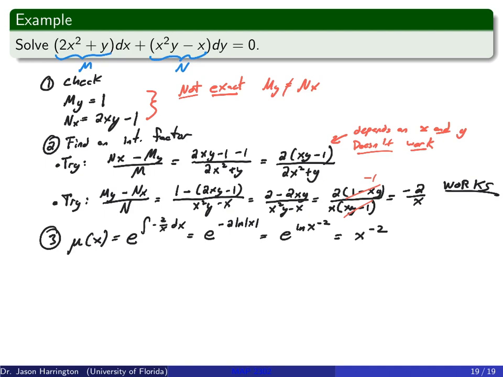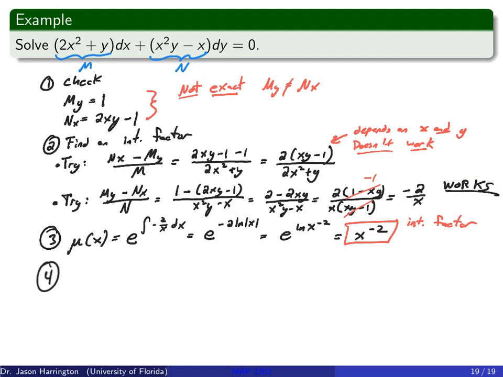So now I just need to multiply every term through by this. That's my integrating factor. So I'm going to multiply every term by x to the negative 2 and see if I can make that exact. Okay. So once I do that, whoops, I don't want to use red just yet. I only have so many colors to play with.